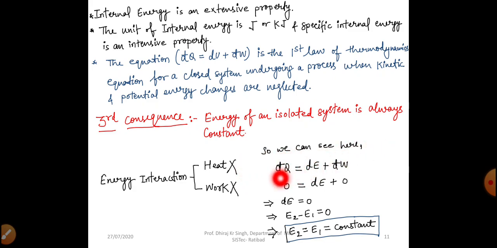So we can see here del Q equal to dE plus del W. So del Q equal to 0 and del W equal to 0. So dE will become 0. So E2 minus E1 equal to 0, and E2 equal to E1 equal to constant. So the third consequence of the first law of thermodynamics is that the energy of an isolated system is always constant.